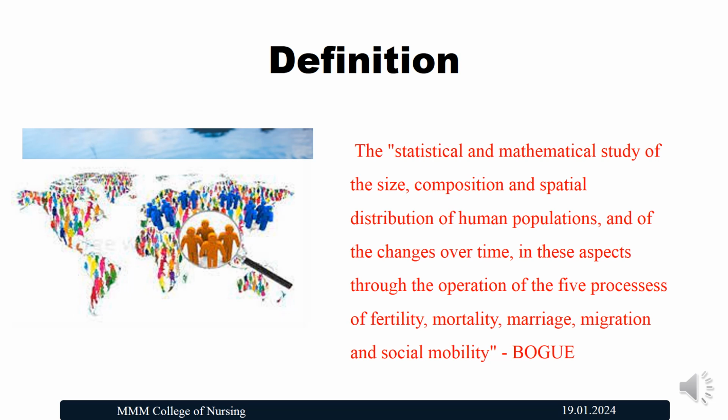This definition is given by Bogue. In this definition, they have clearly stated that it is a scientific and mathematical study of human population. What are the things they take into account? Size, composition, spatial distribution, and the changes over time in the aspect of five things, that is fertility, mortality, marriage, migration, and social mobility.